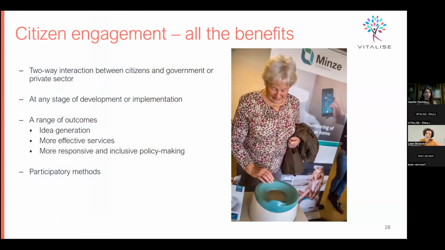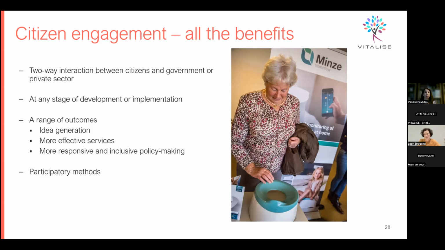For us, we really champion human-centered design. So citizen engagement, end user engagement. We really believe that it gives you all the benefits to involve them from day 0 on. So citizen engagement is a two-way interaction between citizens and government or private sector or even academia in our case. And you can engage with citizens or patients or any stakeholder at any stage of your development or implementation.